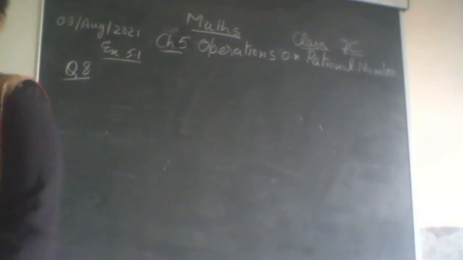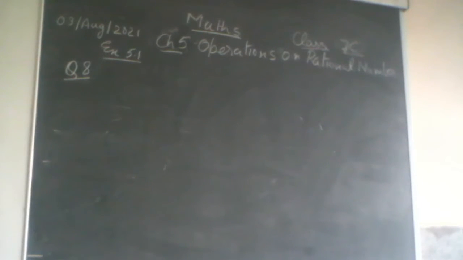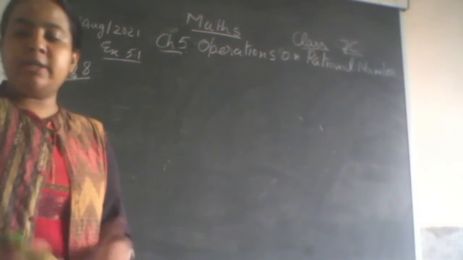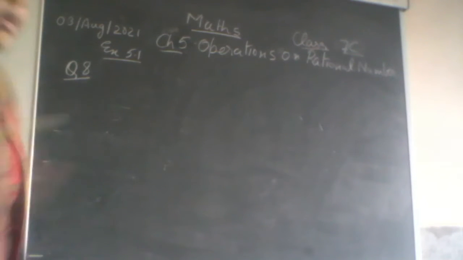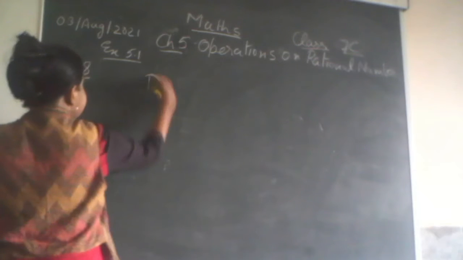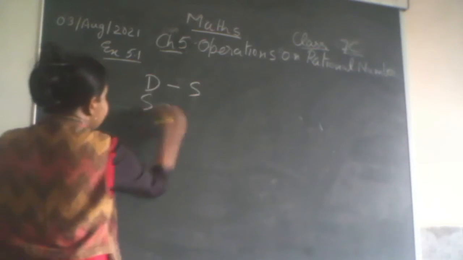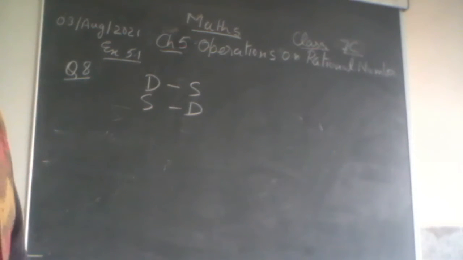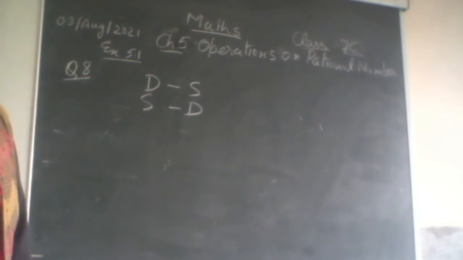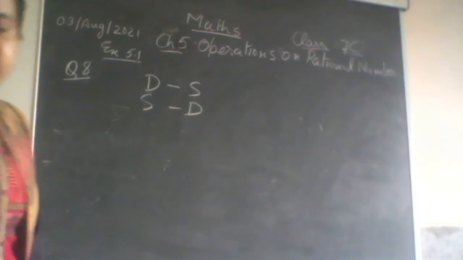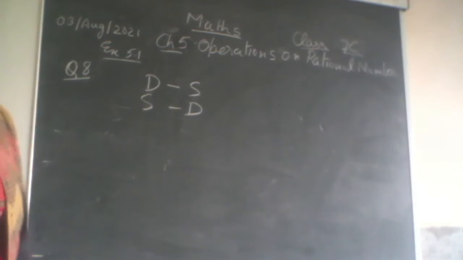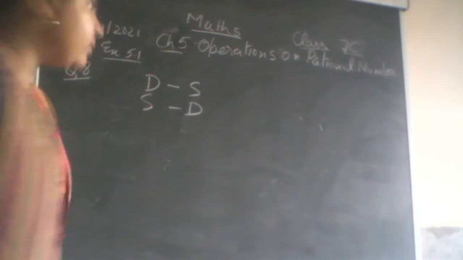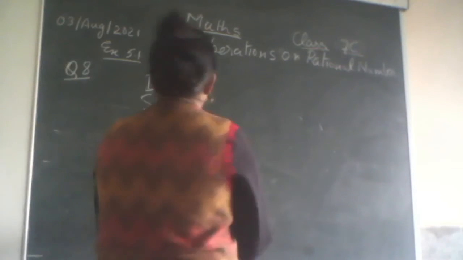Question 8 says, subtract the sum of this from the difference of this. Can you tell me what the question means? Difference minus sum or sum minus difference? What does the statement say, first one or second one? Ma'am, difference minus sum.